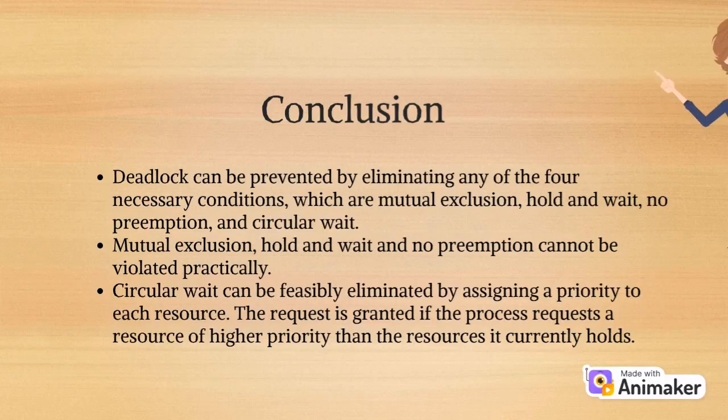Concluding everything that we have discussed earlier, circular wait can feasibly be eliminated by assigning a priority to each resource. The request is granted if the process requests a resource of higher priority than the resources it currently holds. And another conclusion is that mutual exclusion, hold and wait, and preemptive methods cannot be violated.